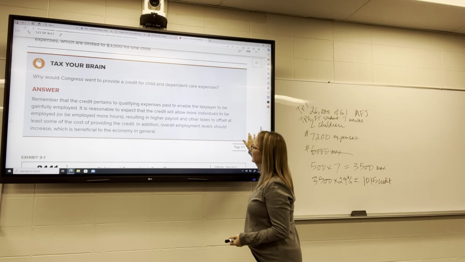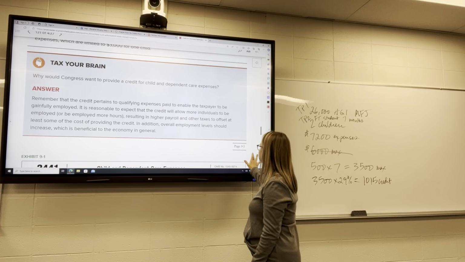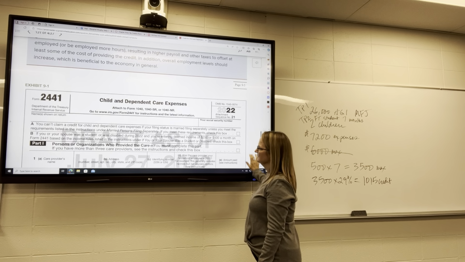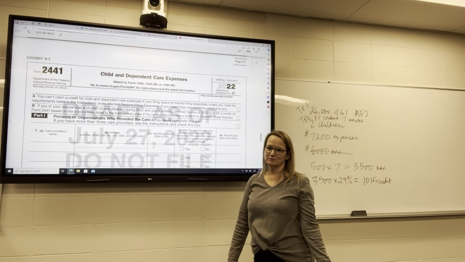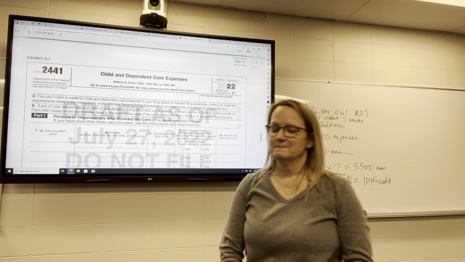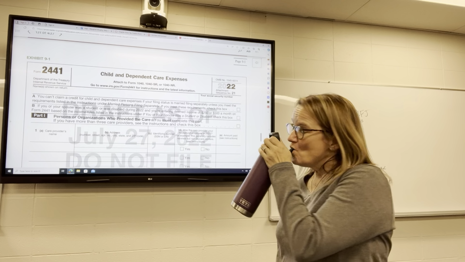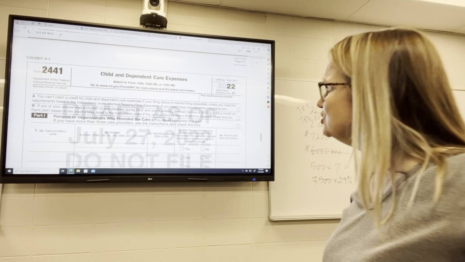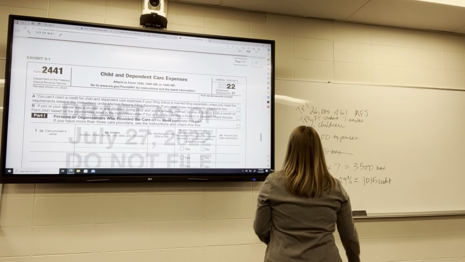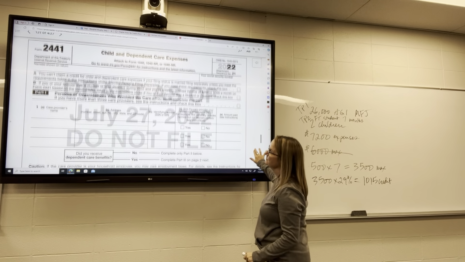All right, so again, I said they provide this because they want people to work, people work, they make taxable income, they pay tax. I figure it's worth the investment and they'll get more taxes in the long run. The form that is used with child dependent care expenses is called the 2441.